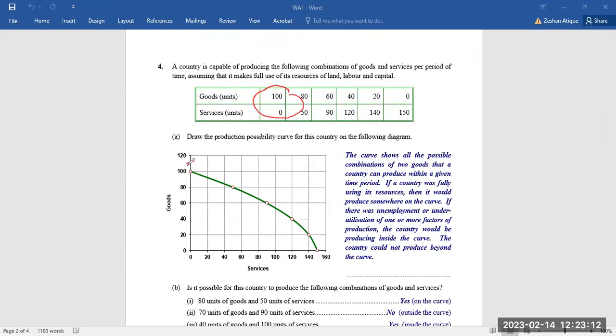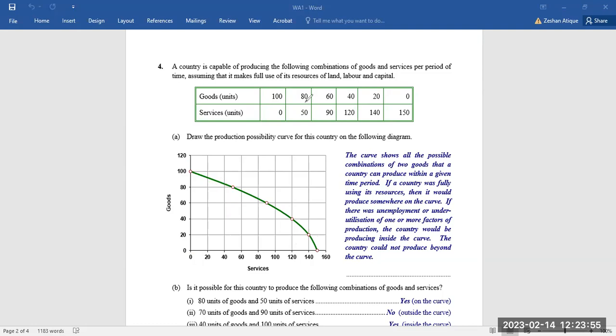So you are producing 100 goods and you are producing 0 units of services. The second point is where you are producing 80 units of goods, and if you project this here, you are producing, say, 50 units of services. Similarly here, you are producing 60 goods and around 90 units of services, and something similar happens on all the points. So when you draw this curve, you just plot these coordinates on the graph, and that will give you a curve that is called the PPF. What does this PPF show?